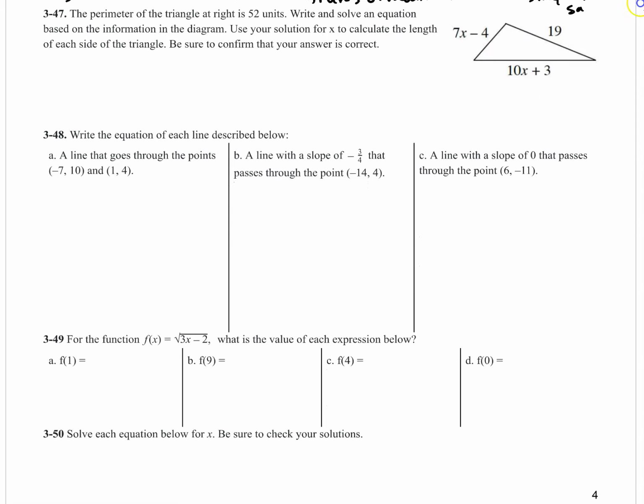Okay, the perimeter of the triangle at right is 52 units. Write and solve an equation based on the information in the diagram. Use your solution for x to calculate the length of each side of the triangle. Be sure to confirm your answer is correct.